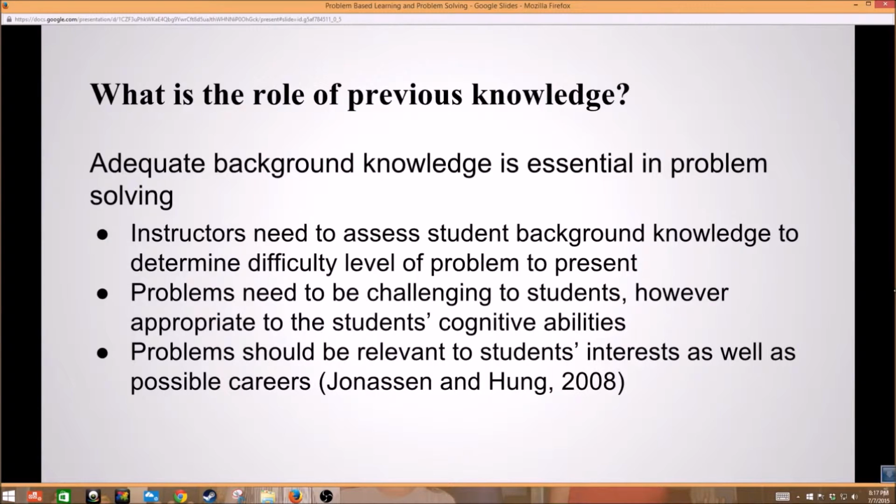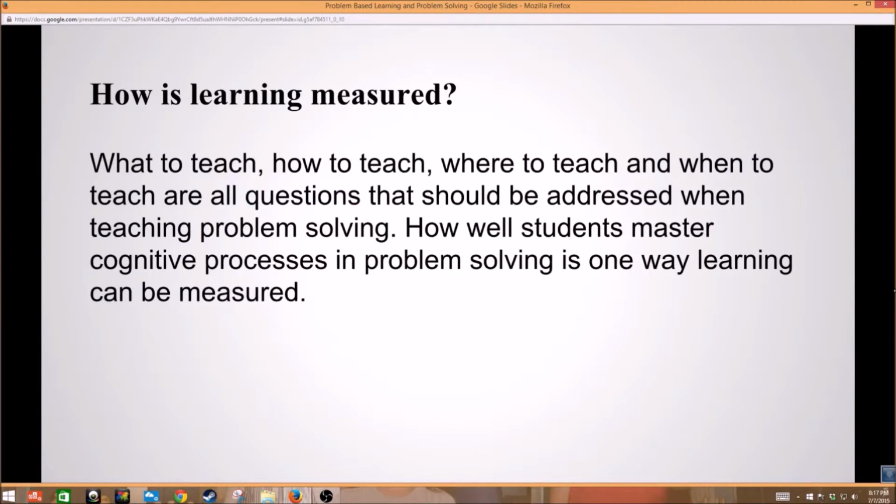In other words, the problems teachers present need to be scaffolded to the students correctly. Problems should also be relevant to students' interests as well as to their possible future careers. How is learning measured? Well, what to teach, how to teach, where to teach, and when to teach are all questions that should be addressed when teaching problem solving. How well students master cognitive processes in problem solving is one way that learning can be measured.